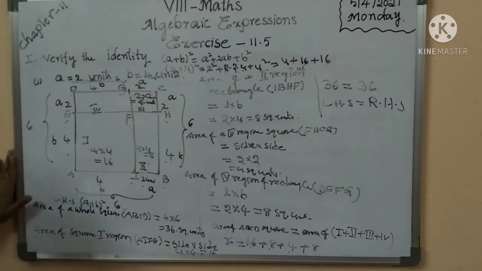Exercise 11.5, first Roman numeral, first one. The remaining 2 problems are for homework. Next, second Roman numeral, first one. Next I will discuss the second Roman numeral, first one.